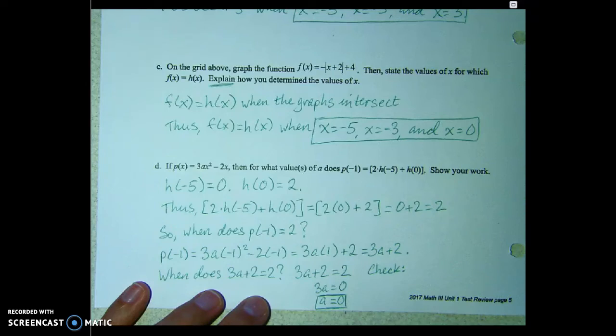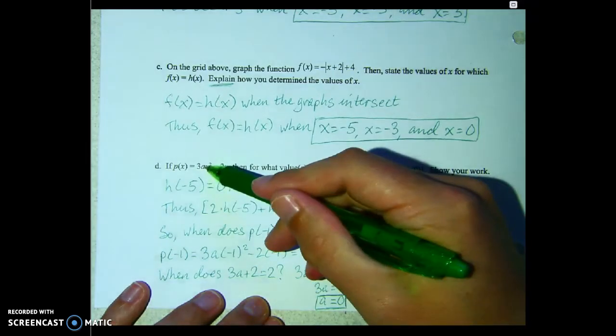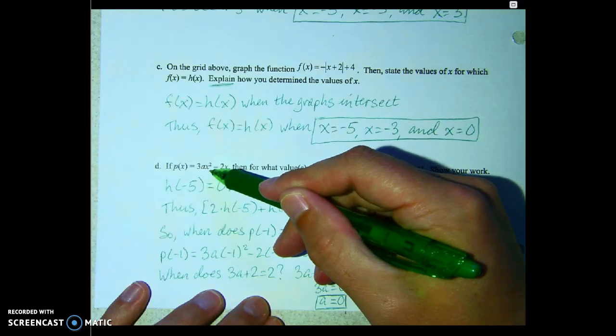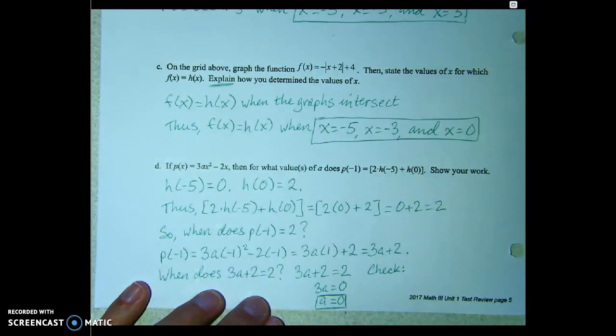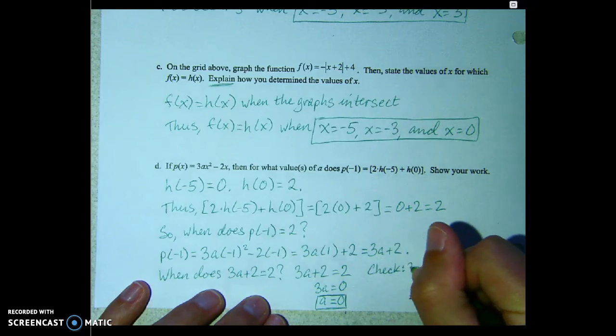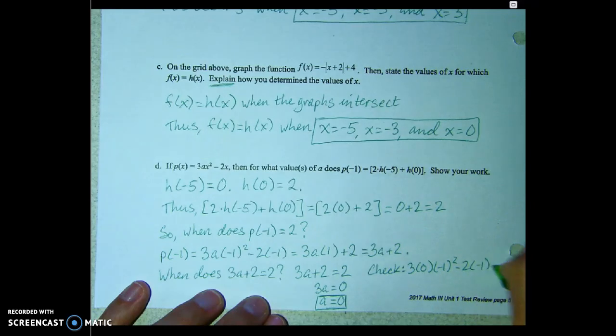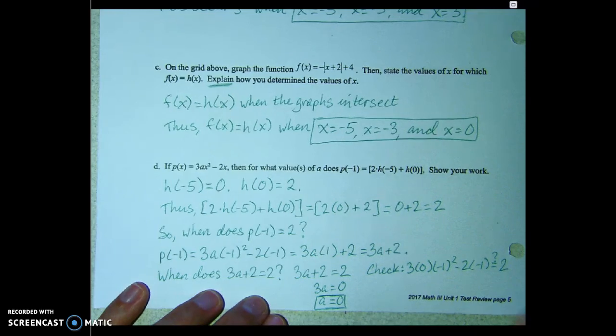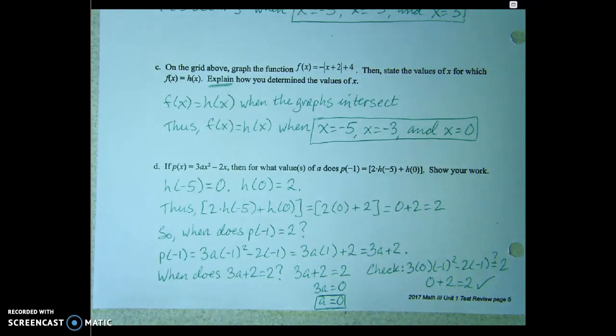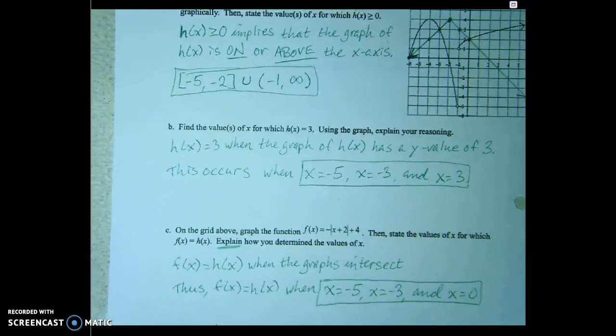Okay. So my check should look like, well, 3 times 0 times negative 1 squared minus 2 times negative 1 should be equal to 2. And is that what happens? We get 3 times 0 times negative 1 squared minus 2 times negative 1. Is that equal to, with a question mark, 2? All right, well, 3 times 0 times anything is going to be 0, so that is 0 plus negative 2 times negative 1, which is, again, positive 2. Does 0 plus 2 equal 2? Absolutely. All right, so that right there is free response 1.